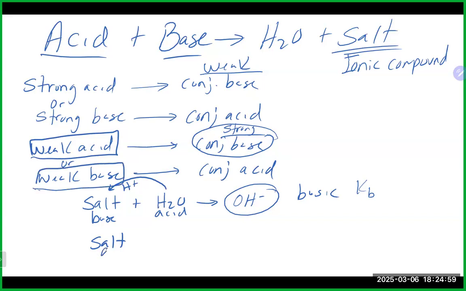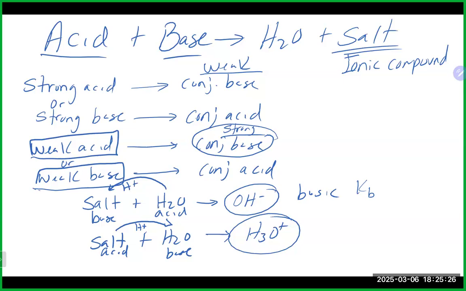Now let's just say that I had a salt that actually came from a weak base. That means that this salt is actually going to act as an acid in this case. So when it reacts with water, water is going to act as the base. Remember, water is amphoteric, which means it could act as an acid or a base. And in this case, the salt's actually going to send an H plus over to the water, and that's going to make H3O plus, yeah?